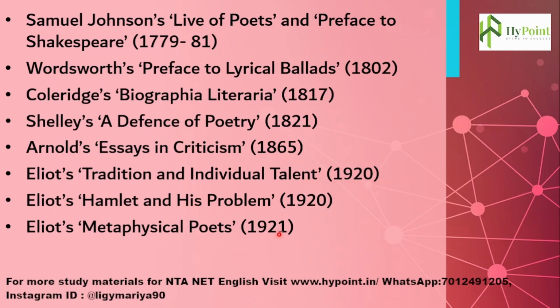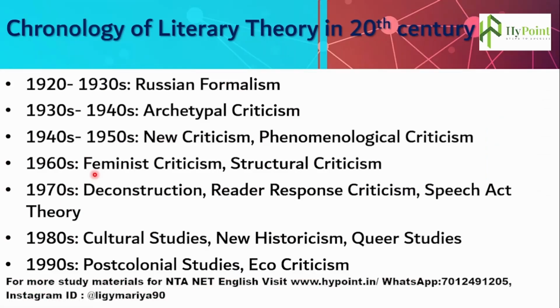So it's not that difficult to learn, because if you know the authors and the age to which they belong, then it is pretty easy for you to memorize them. But memorize the title as well. Okay, Metaphysical Poets. This work is a criticism about metaphysical poets done by T.S. Eliot and came out in 1921. So remember that. Next we will have the chronology of literary theory in the 20th century.